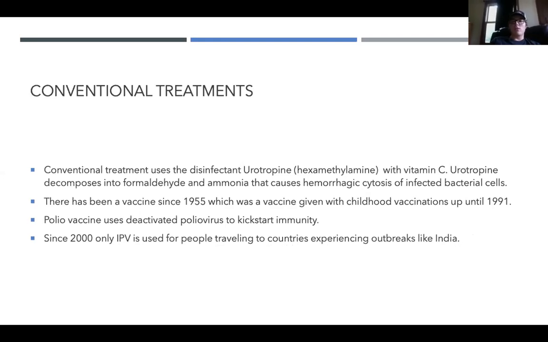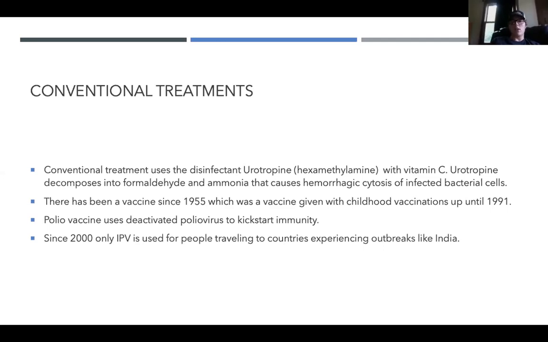So for more conventional treatments, they used a disinfectant called urotropine, which is basically an acidic disinfectant. It breaks down to formaldehyde and ammonia whenever it is injected into the bloodstream. The formaldehyde will go in and kill all the infected bacteria, and the ammonia will kill any live viruses that are still in the bloodstream, just as a general cleaner. It's a very low dose because of how potent it is, and it changes the pH quite drastically within your own system. It's also given in conjunction with vitamin C as an immune booster.